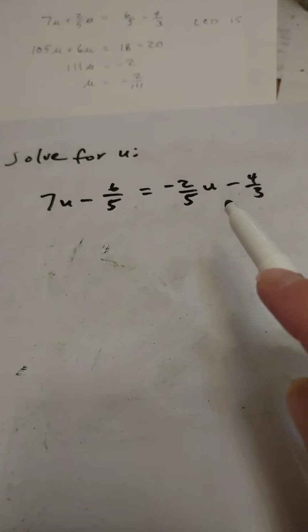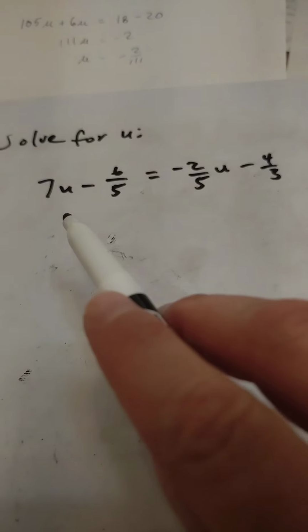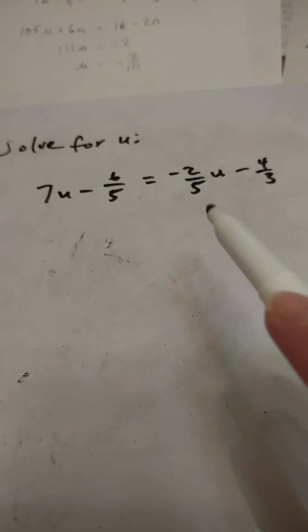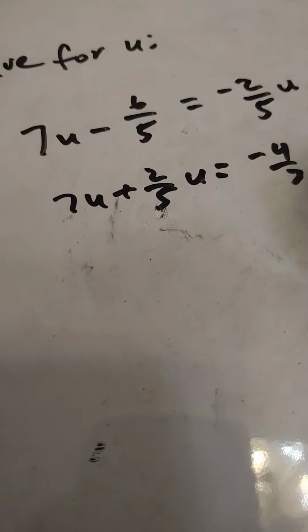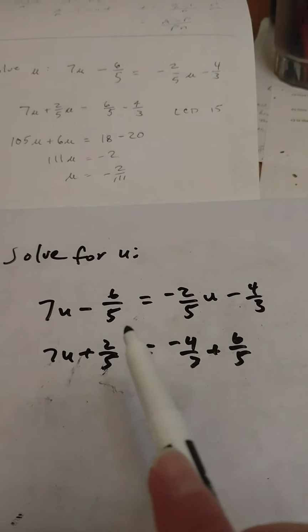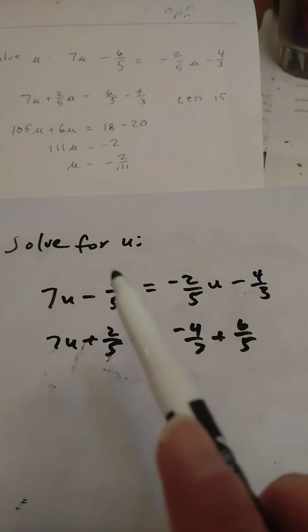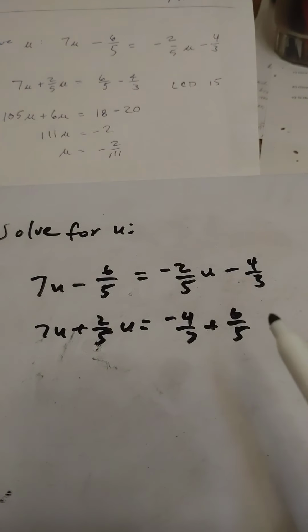So for a first step, whenever you have variables on both sides of the equal sign that you want to solve for, get them on one side. So let's bring the variable terms together. I'm going to add 2/5 u to both sides. So I'll just show all my work here. 7u plus 2/5 u equals negative 4/3 plus 6/5. So I kind of did two steps at once here. I brought the u term over there and I put the number on the right hand side. So I'm adding 6/5 to both sides. That's where that comes from.